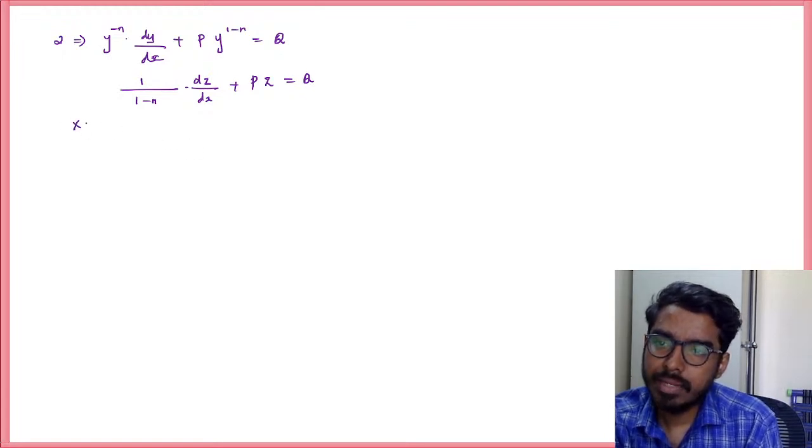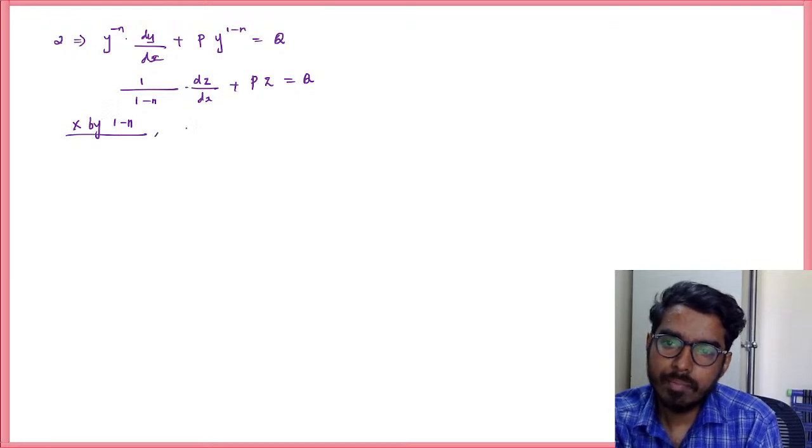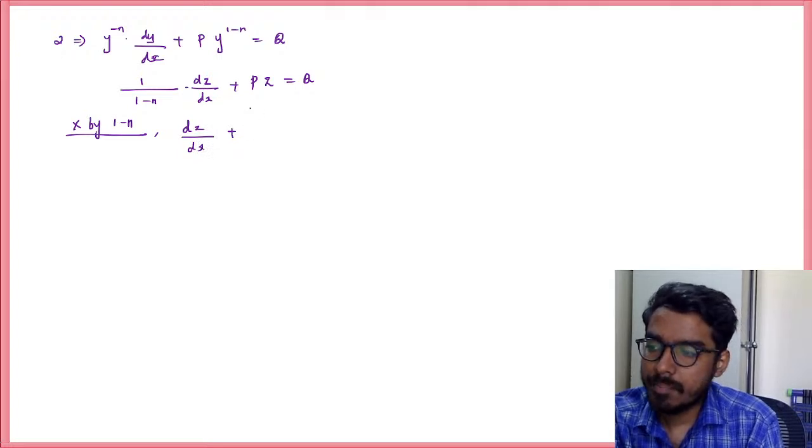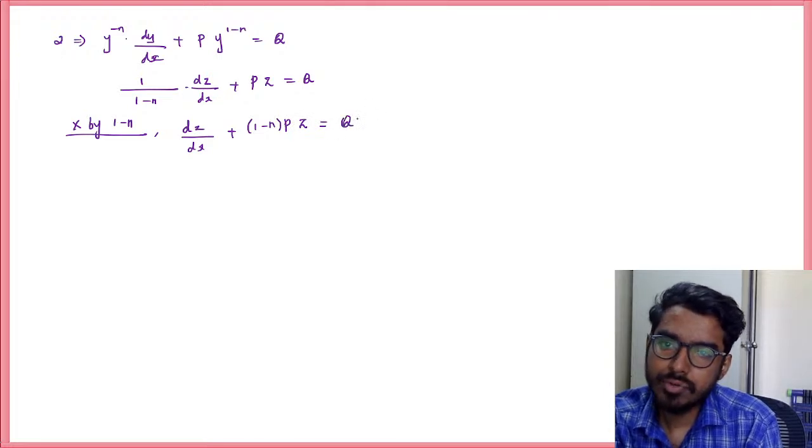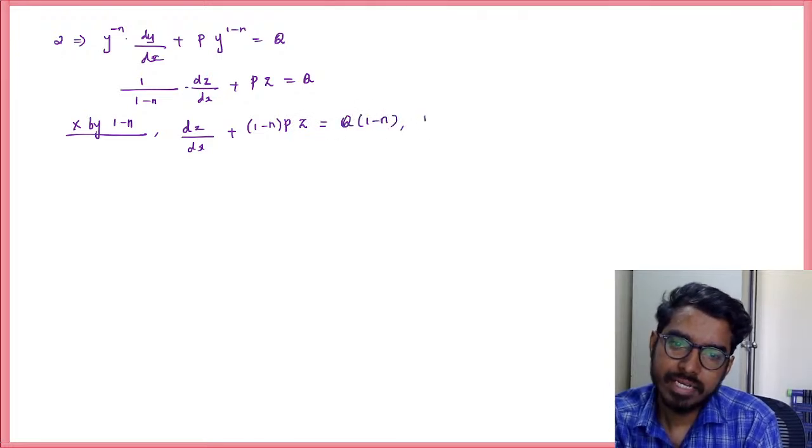So let us multiply throughout by 1 minus n. This will be dz by dx plus 1 minus n into p into z is equal to q into 1 minus n, which is a linear differential equation. Yes or no?